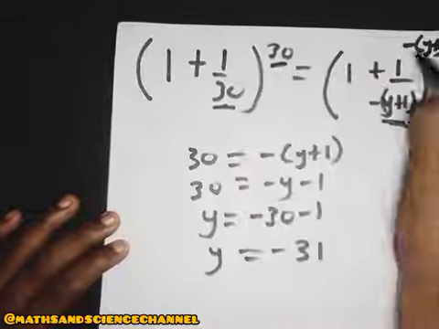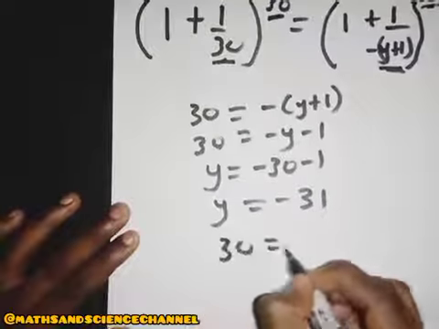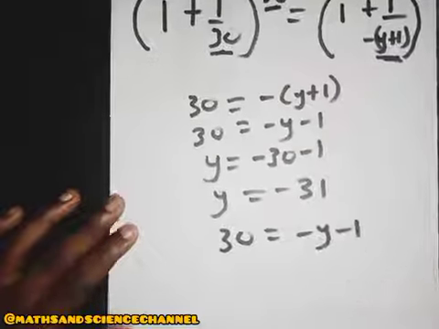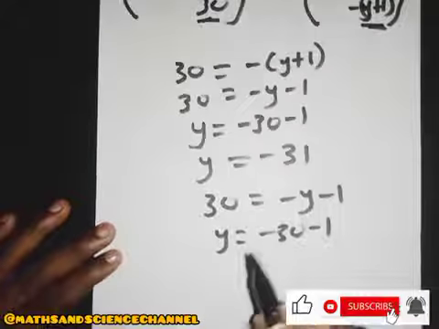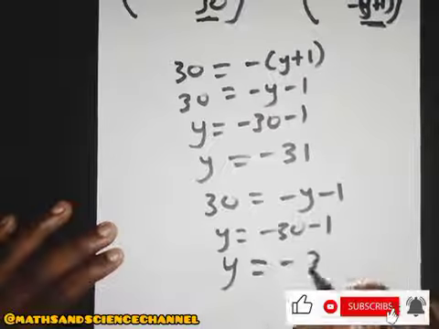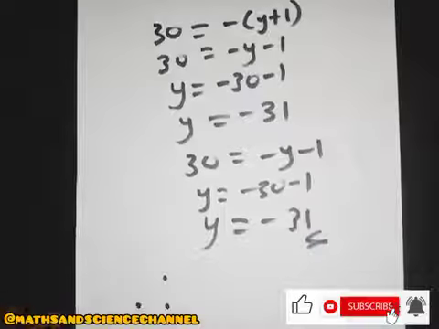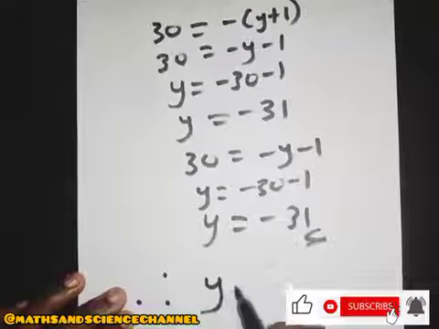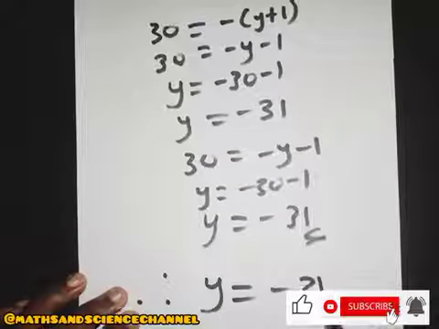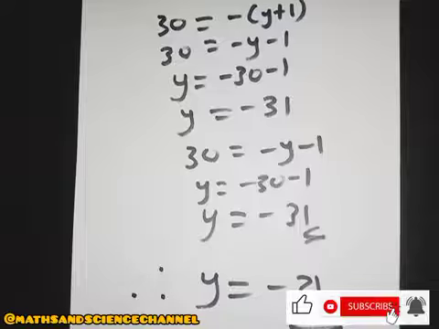The same way, we equate the exponent, and we get 30 being equal to negative y minus 1, and therefore y is just negative 30 minus 1, and then y is just negative 31. So from both methods, we realize that the right hand side was equal to the left hand side. Therefore, we can conclude that y is just equal to negative 31, and that will be the value of y in this case.